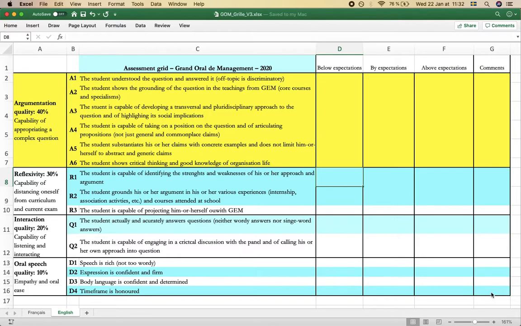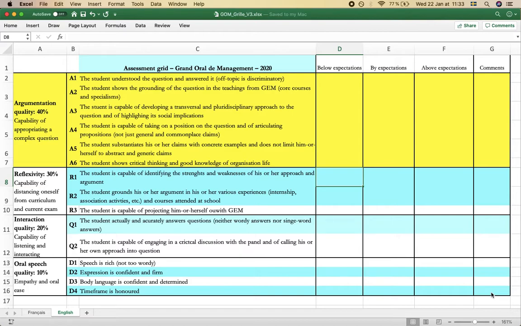The fourth item, the student is capable of taking a position on the question and articulating propositions, and not just general and commonplace claims. Here, this means we are expecting you to eventually answer the question by a rather yes or a rather no, so that we can disagree with you and therefore engage in a conversation with you. Also, we expect you not just to be descriptive of things, but to be capable of going farther and suggesting ways of changing, improving, amending things.